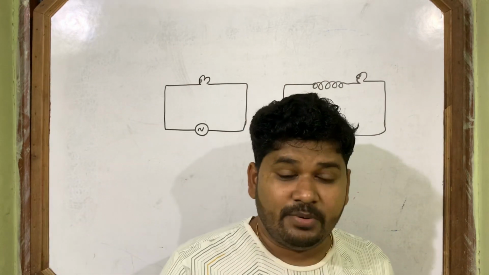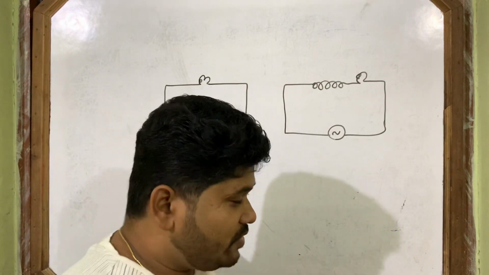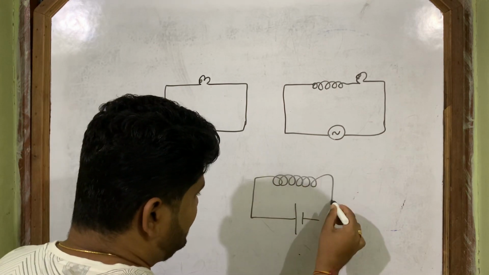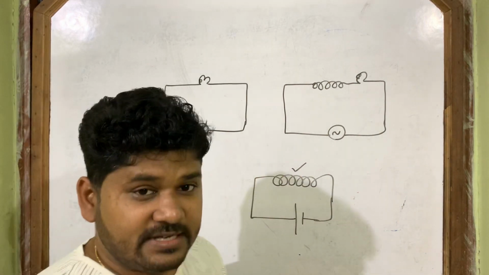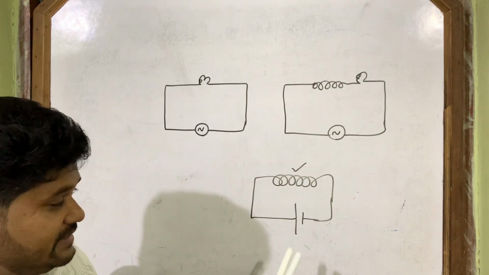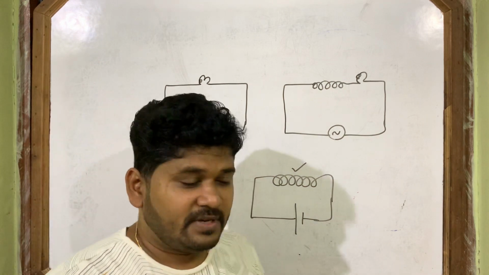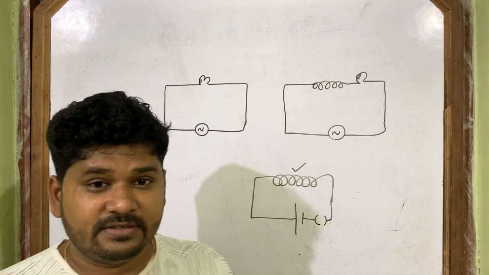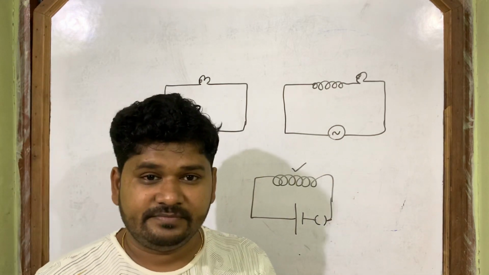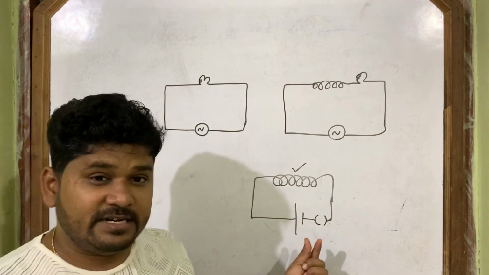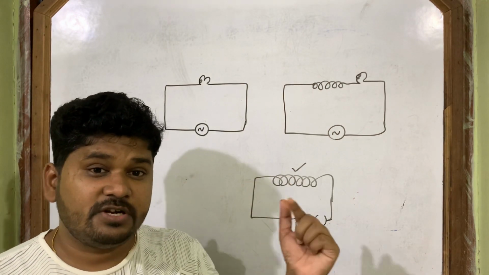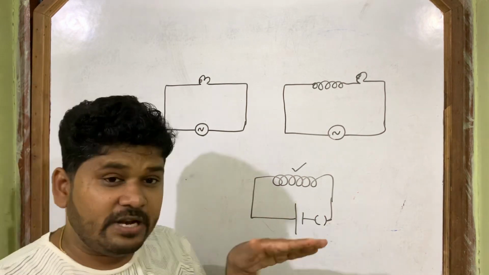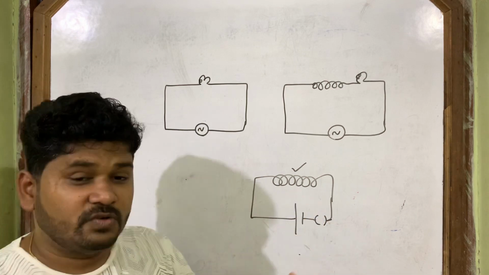One important thing I forgot to tell you: when a DC source is connected to an inductor, it shows its action of opposition only at the time of switch on and switch off. But in between, the inductor is inactive, because the current increases and decreases only at the time of switch on and off. When the current is constant, the inductor has no role.